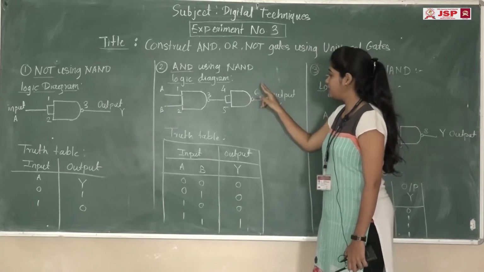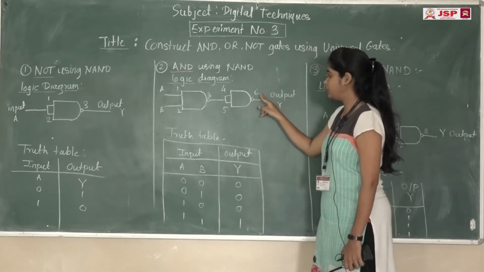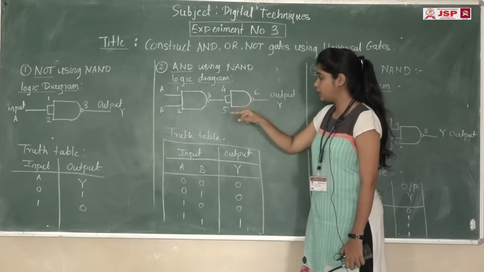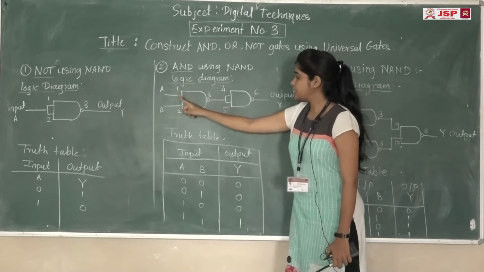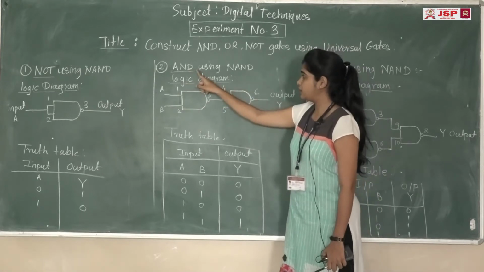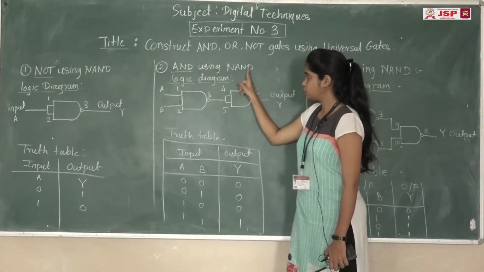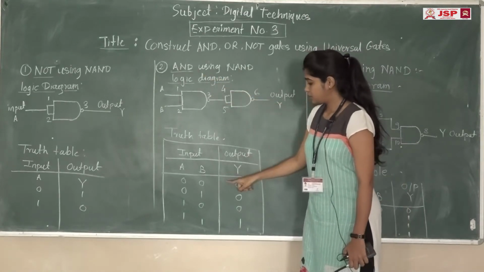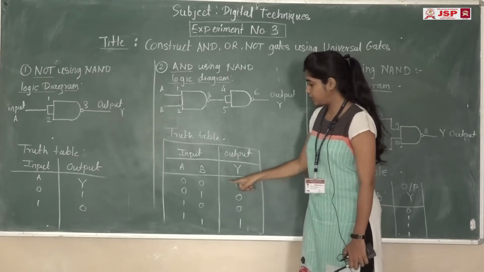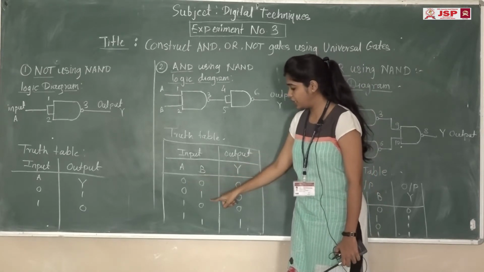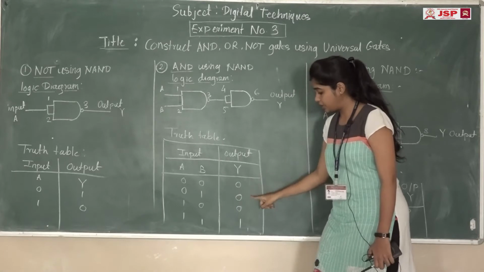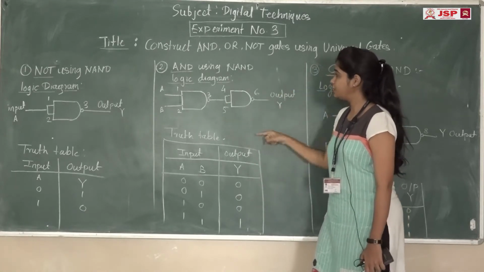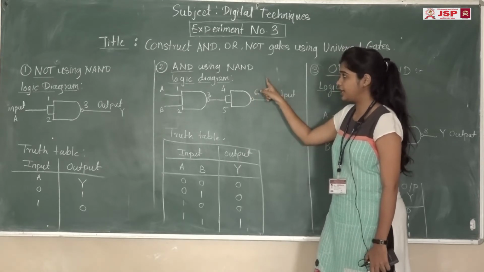Then finally we are getting the output on pin number 6, which we connect to the output. So this is the construction of an AND gate using NAND gate, and we are getting the output for the AND gate. The AND gate output is: when one of the inputs is 0, then the output is 0 only. So here we have designed the AND gate using NAND gate.